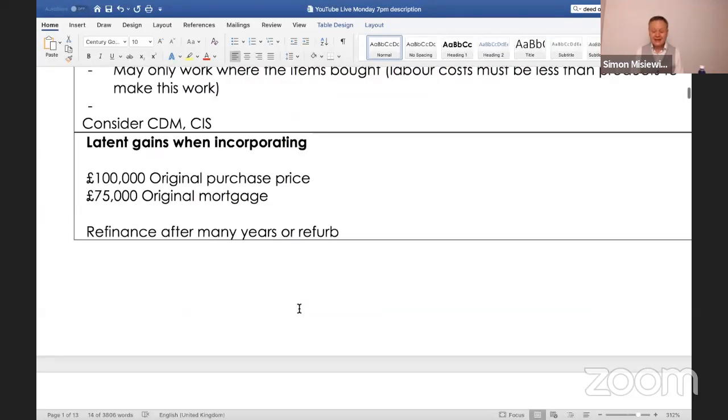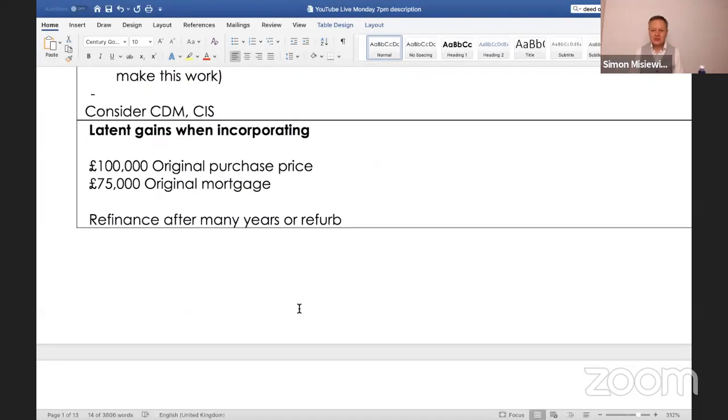The last one is latent gains when incorporating. So there's a lot of talk about Section 24. Not only should I buy a residential property investment inside a limited company, but should it also be incorporating my existing property portfolio that's in my name into a limited company? That is a question that we get asked a lot. And the thing to bear in mind in this, yes, there are ways of mitigating CGT because of incorporation relief, thanks to the Ramsey case.